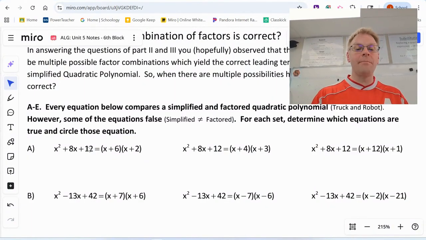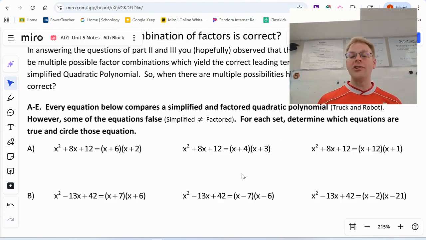We have a simplified polynomial ax squared plus 8x plus 12, which is the same in all three of these equations. But notice I have different binomial factors in each of these. Well, only one of these equations is true. Only one of these equations is actually the correct binomial factors for the simplified quadratic. Only one robot matches its truck, is what I'm saying here.